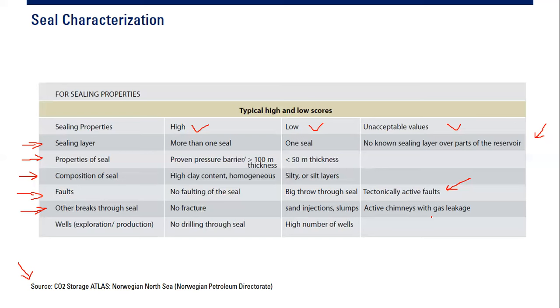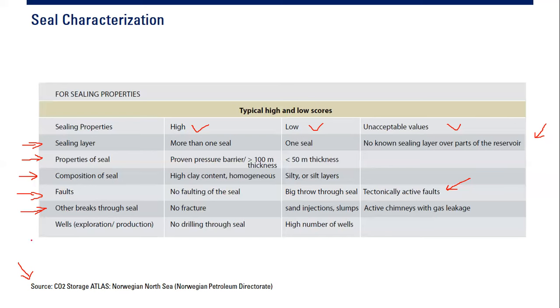So basically, talking about seal, talking about cap rock, we are talking about CO2 containment. Remember we have storage capacity, injectivity, and containment. Those are the three most important parameters to determine the performance of your CO2 storage operation.